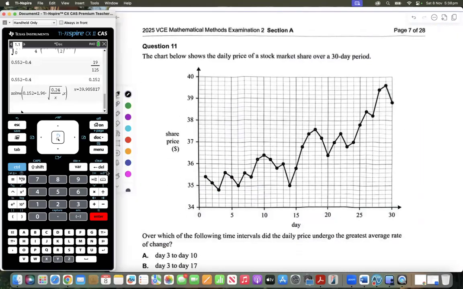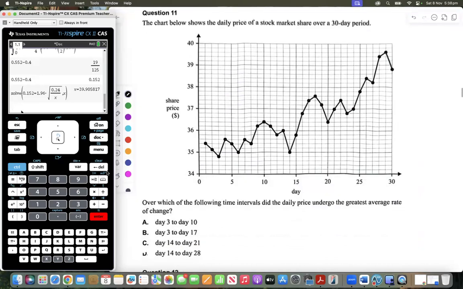The chart below shows the daily price of a stock. It's like a further question. Over which of the following time intervals? Okay, you're supposed to find the average rate of change, which is the gradient of the function, right? So first one, it should go from 3 to 10. 1, 2, 3, 3 to 10. 10 is here. That's the one.